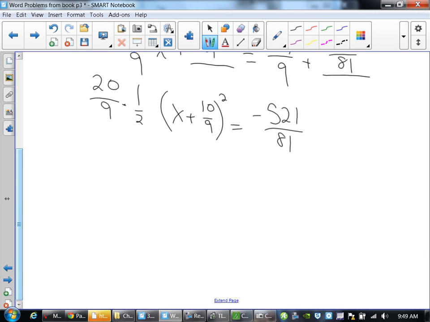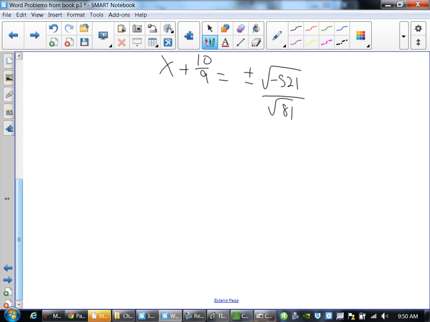Now we have to take the square root of both sides. So we have x plus 10 over 9 equals plus or minus, I'm going to write this as two square roots, square root of negative 521 over the square root of 81. What's the square root of 81? 9. So I don't have to worry about rationalizing the denominator. It works out cleanly. Now, in the numerator, what can I take out of the radical? Very good. So I'm going to move that 10 over 9 over. I have x equals negative 10 over 9 plus or minus i root 521 also over 9.